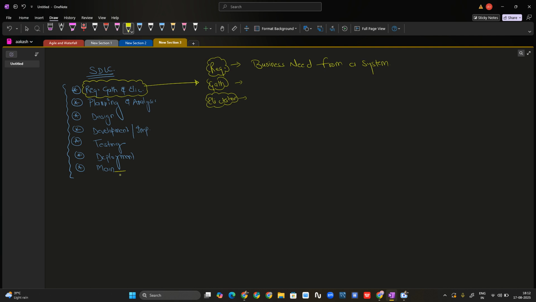Later we will discuss the requirement elicitation techniques as well. And we will also see an example of how requirement gathering goes with the help of elicitation techniques and all. Okay. So requirement gathering and requirement elicitation are clear now.